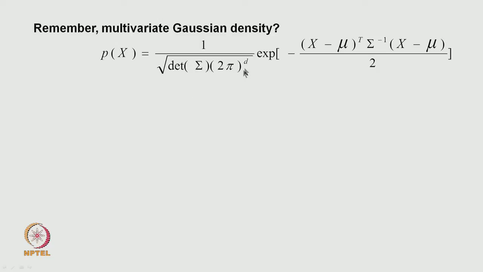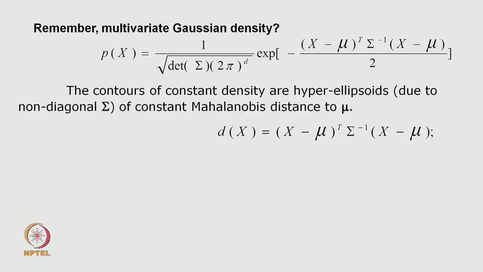This is the normalizing term, and the expression here within the exponent contains the mean of the data as well as the inverse of the covariance matrix here. This dictates the scatter of the data, okay, in several dimensions put together.